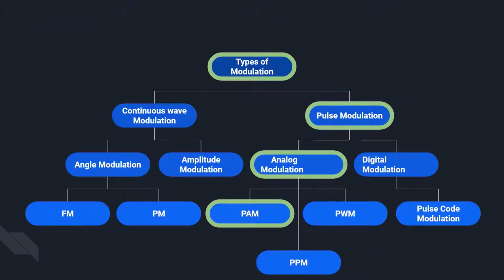Let's start from pulse amplitude modulation. This is a hierarchical chart of types of modulation. As you can see, the first division is based on the type of carrier, that is, whether it is a continuous wave carrier or pulse carrier. Then pulse modulation is divided into two parts: analog modulation and digital modulation. And pulse amplitude modulation comes under the analog modulation category.